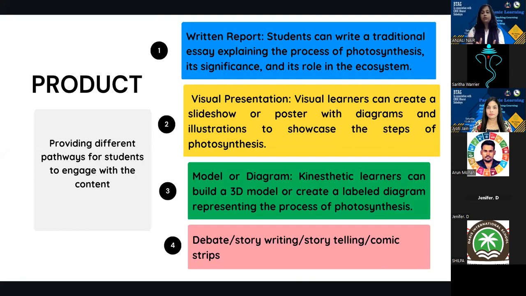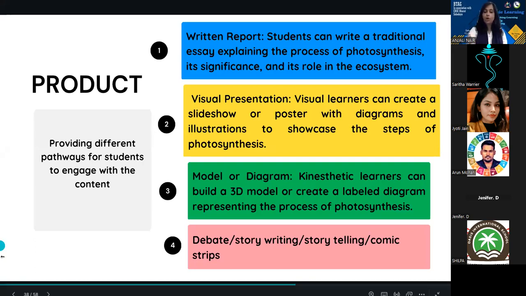Some students are not interested in science. They may be more interested in languages. So give them the opportunity to present their understanding in the form of story writing or storytelling or comic strips. So basically, what is your intention? The child should understand the concept of photosynthesis, and the child can present it in any way he or she wishes to. We cannot compel them to present in one particular way. So this is called differentiation through product.